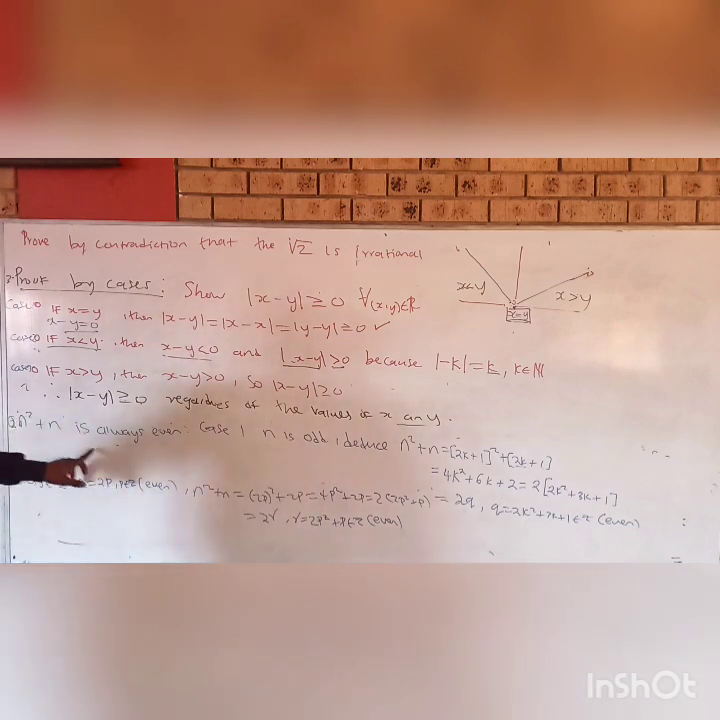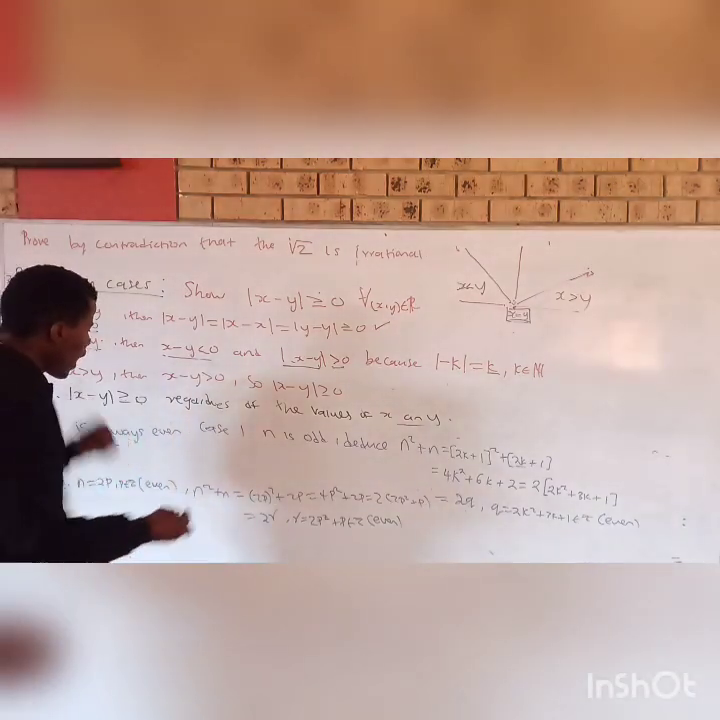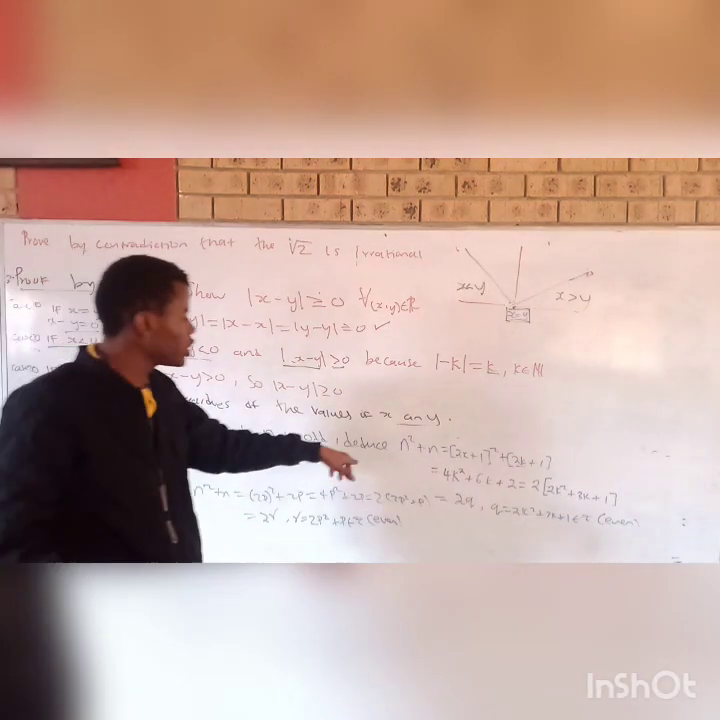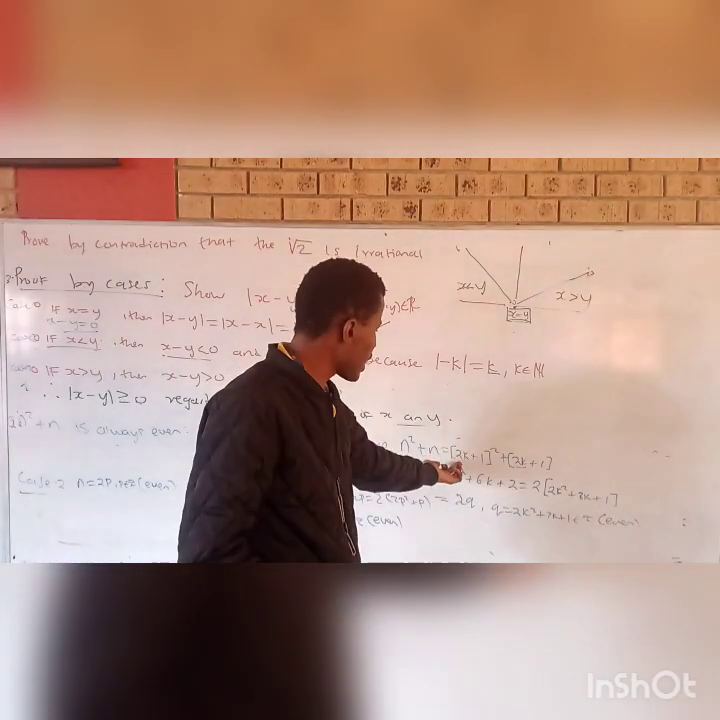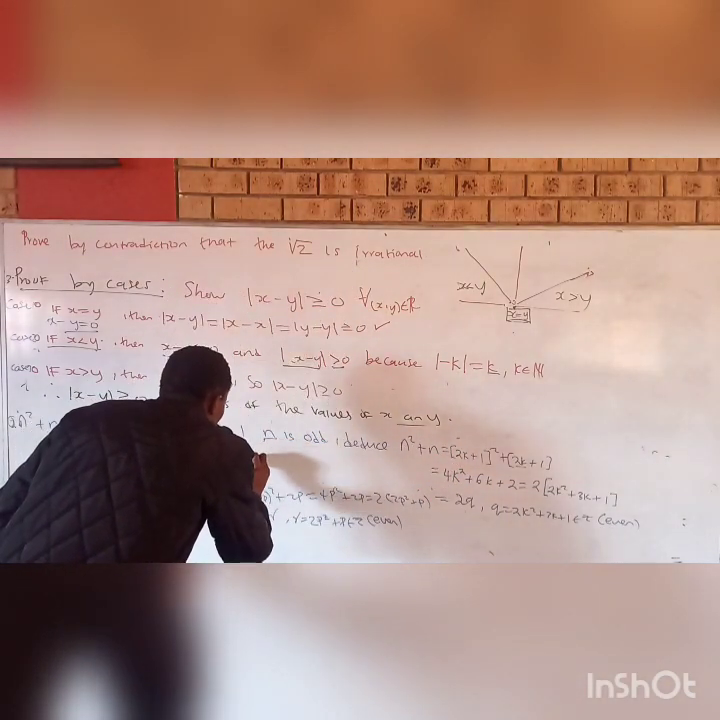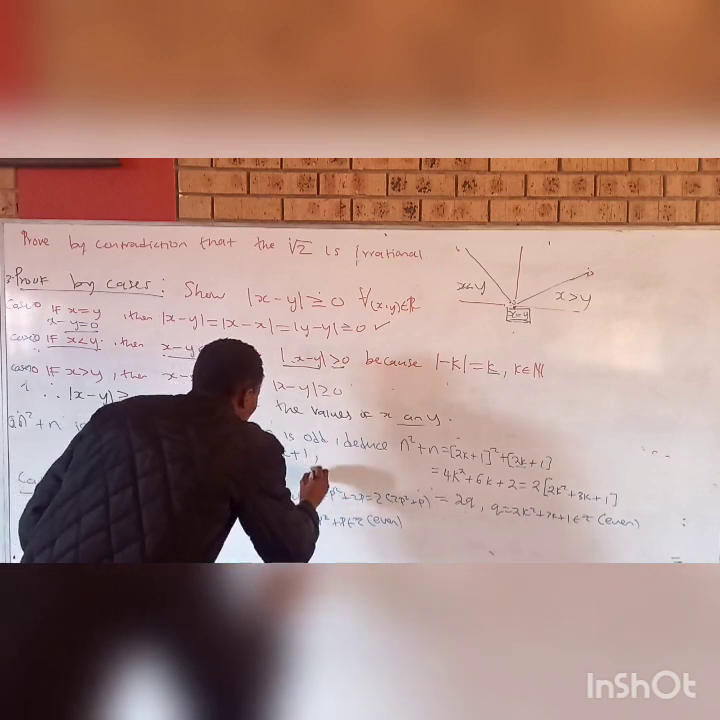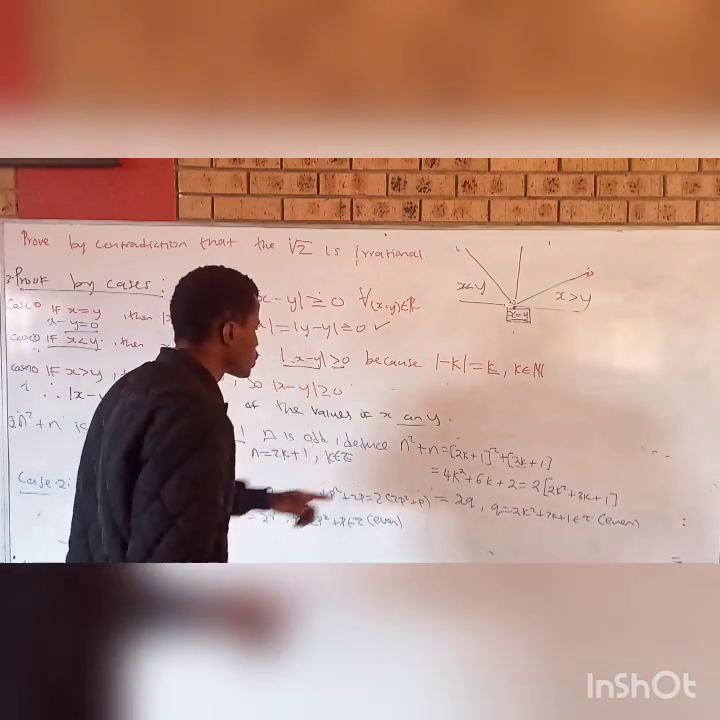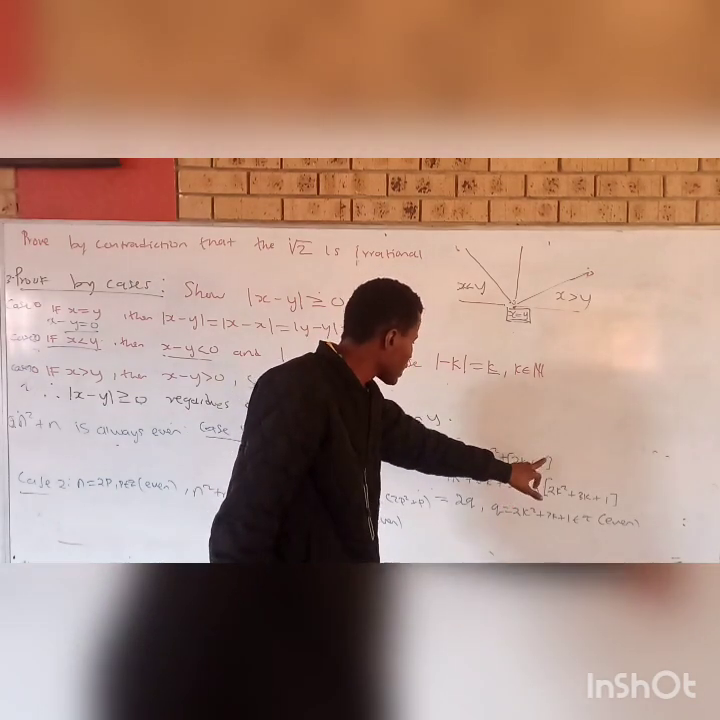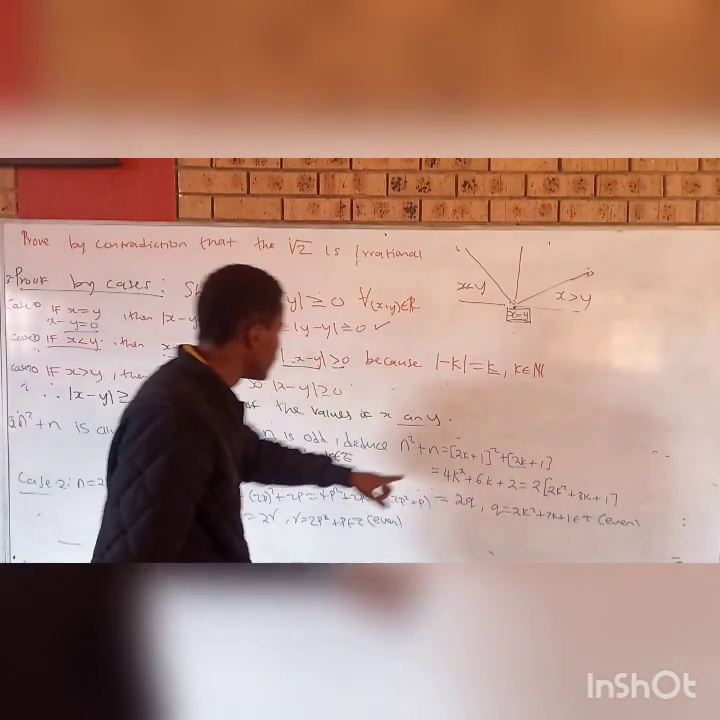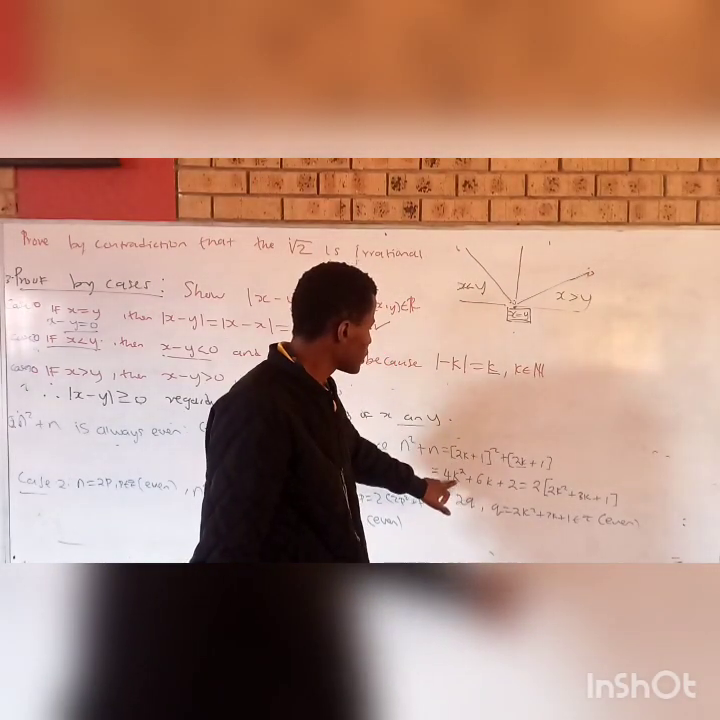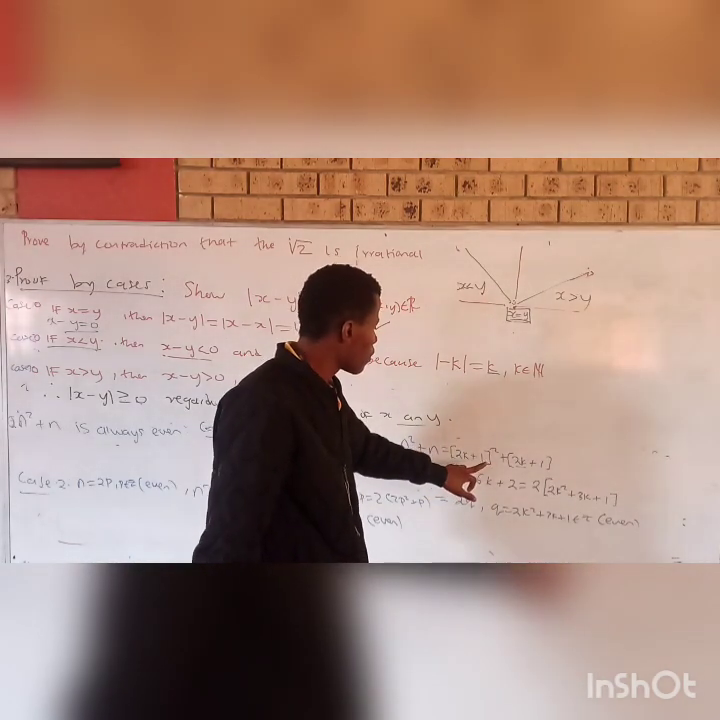n squared plus n is always even. We have case 1 where n is even, case 2 where n is odd. So what happens if n is odd? We must use n squared plus n. When we say n is odd, we say n is 2k plus 1, for k an element of integers. So when we see n, we put (2k plus 1) squared plus (2k plus 1), because of n squared plus n. So you can simplify this, you'll get 4k squared plus 4k plus 1.